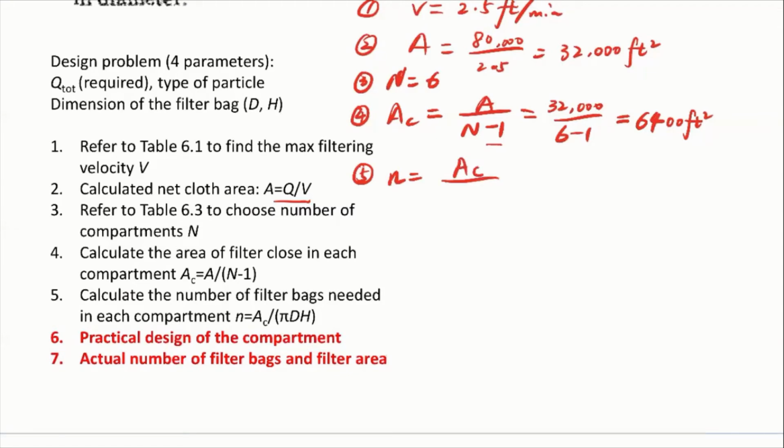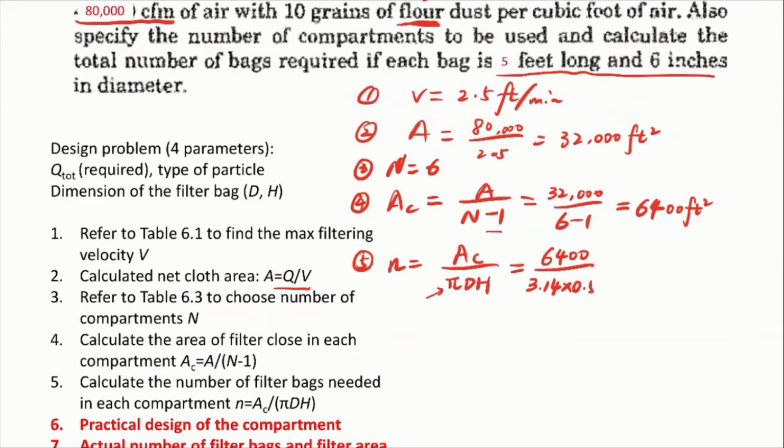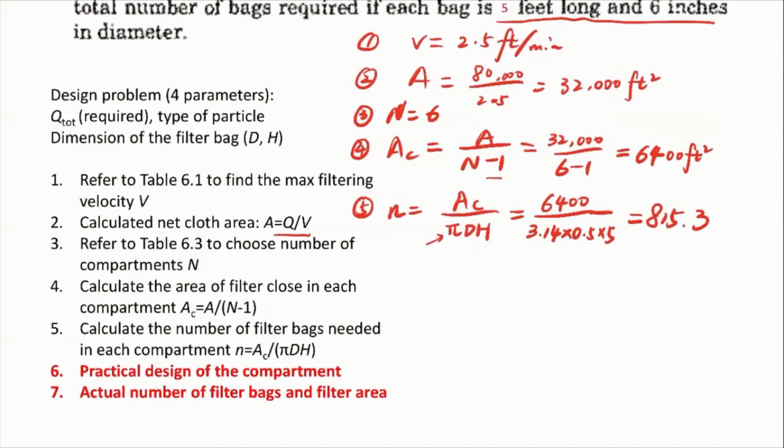So that is AC divided by pi dH. Pi dH is the area of each filter bag, right? So that is 6,400 divided by 3.14 multiplied by 0.5 multiplied by 5. That is 815.3. Okay, so again, we need to find a number that's divisible, basically have a practical length and width for this compartment, right? So we can first round it up to 816.